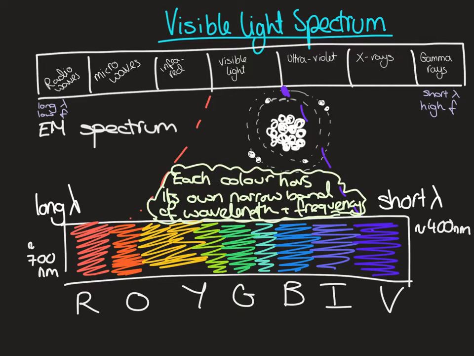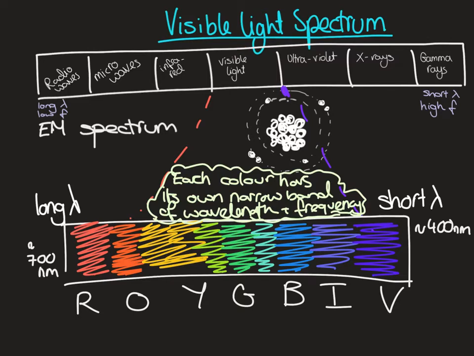Now, when we talk about visible light or the visible light spectrum, we're talking about just one part of the electromagnetic spectrum, this part here. And this is the part of the spectrum that our eyes detect. In the same way that our ears can only hear certain frequencies of waves, and if you look at different animals, they can hear different frequency ranges. Our eyes can only detect the visible part of the spectrum.